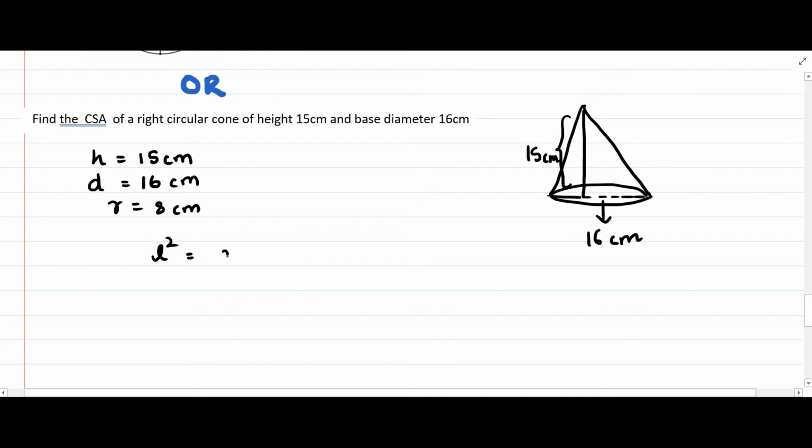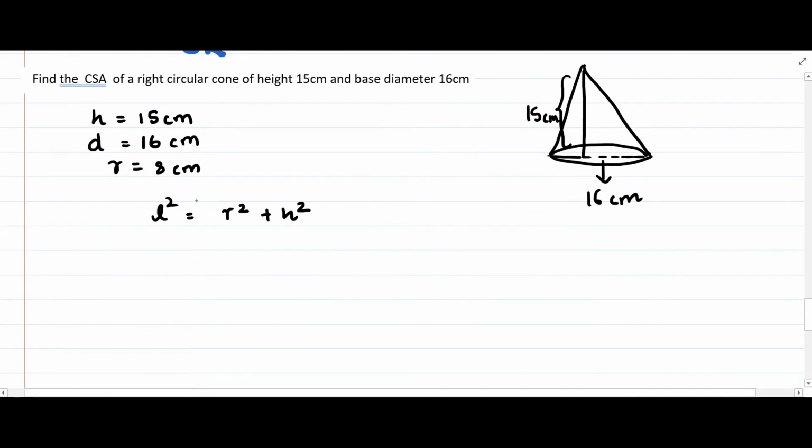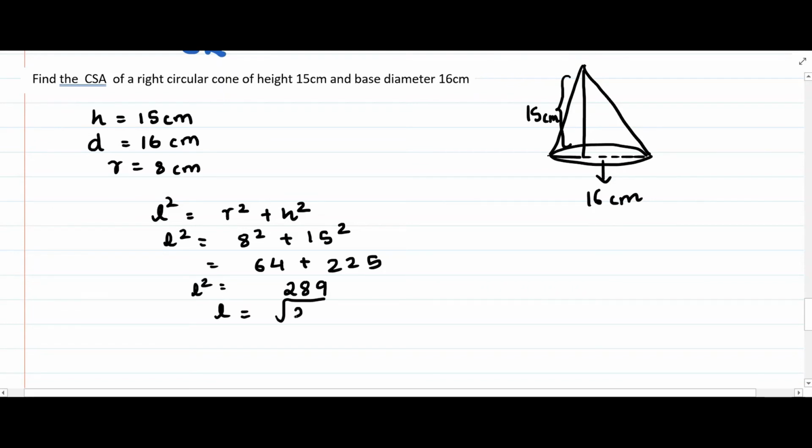So what is the formula? l square equal to r square plus h square. So substituting we get l square equal to 8 square plus 15 square, which is 64 plus 225, which is 289. So l square is equal to 289. So l will be equal to square root of 289, which is 17. Some of the key square roots you have to know, such as 17 square. So this is the l.